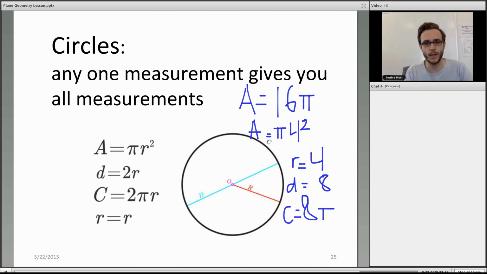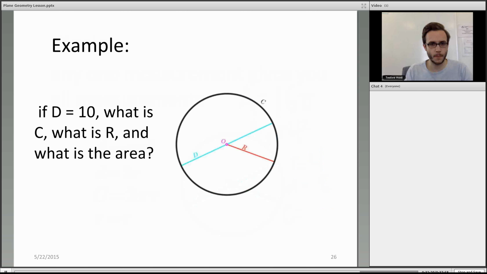And so on and so forth. Okay, so here's one for us to work out. If diameter is 10, what is circumference, what is radius, and what is the area? So that's a pretty easy one to start with. Diameter equals 10. So let's start by getting the radius.